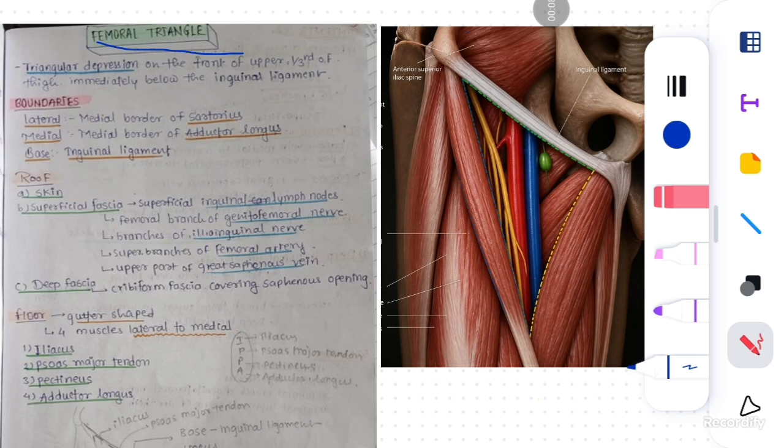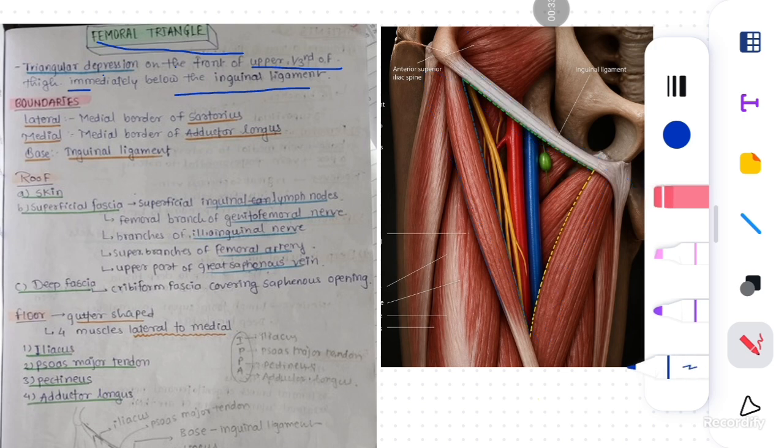So let me explain. The femoral triangle is a triangular depression on the front of the upper one third of the thigh, immediately below the inguinal ligament. So here is the femoral triangle, here is the inguinal ligament, and this is the triangular depression. So let's see the boundaries.